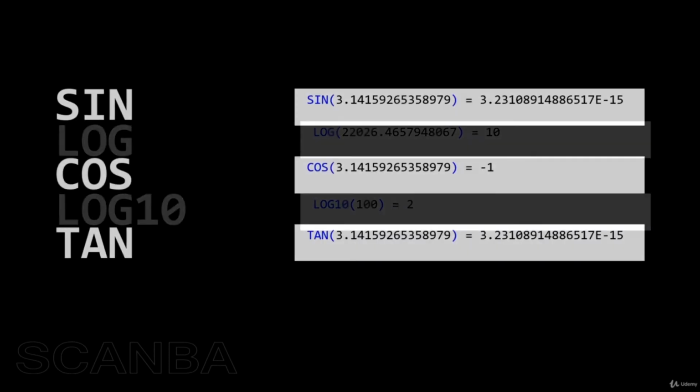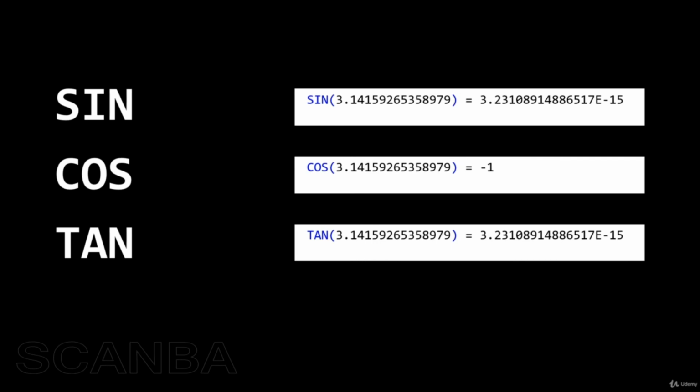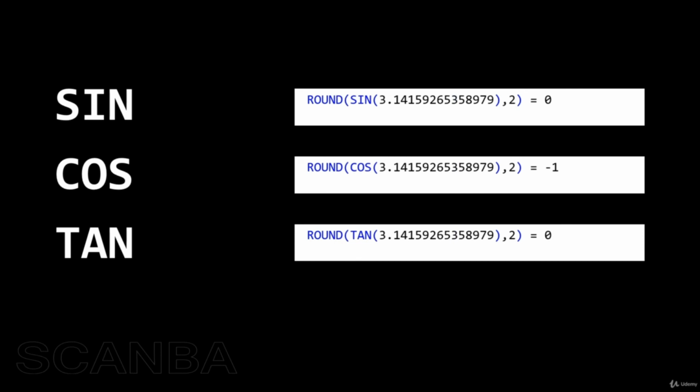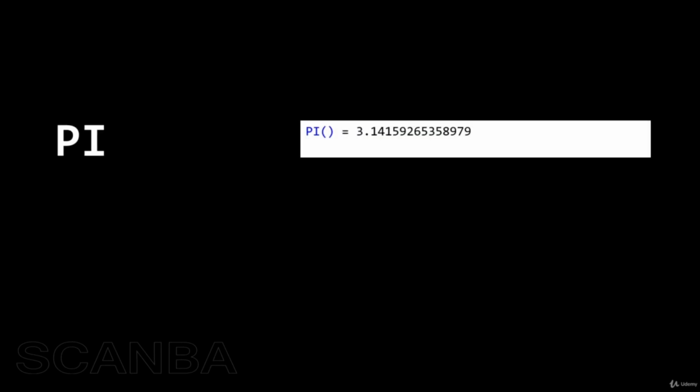The sine, cosine, and tangent are standard trigonometric functions. These functions receive the angle in radians as argument and return its sine, cosine, and tangent values respectively as float values. In some cases, you may combine the functions and use the round function with the other mathematical functions to receive the values with the accuracy you need. Finally, the pi function returns the value of pi. This function does not have any arguments.